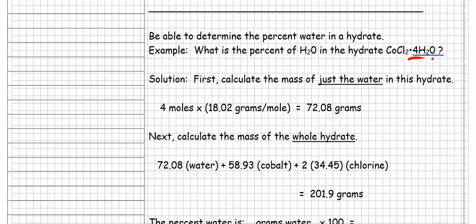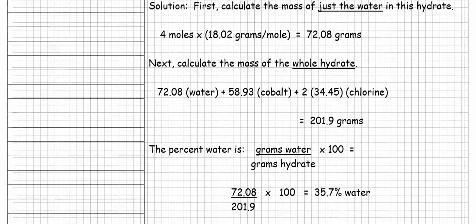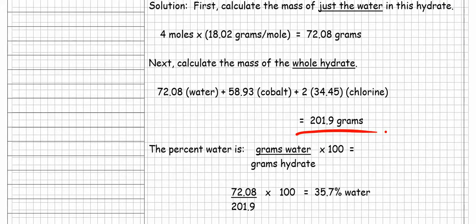Now we're going to calculate the mass of the whole hydrate, the whole thing, including the water. So we're going to say 72.08 grams, that's for the water, plus 58.93, that's for the cobalt, just got that right off the periodic table, plus 2 moles of 35.45. That's for 1 mole of chlorine, but there's 2 of them, it's CoCl2, so multiply by 2, and when I do that, here's what I get. I get 201.9 grams. That's total.